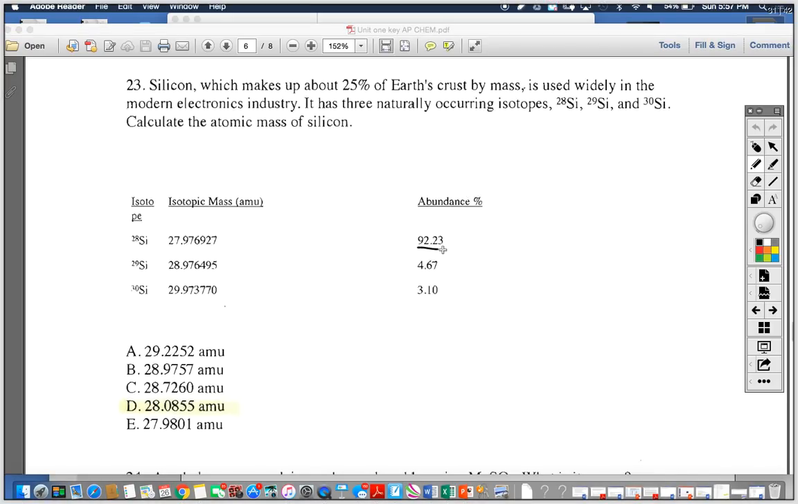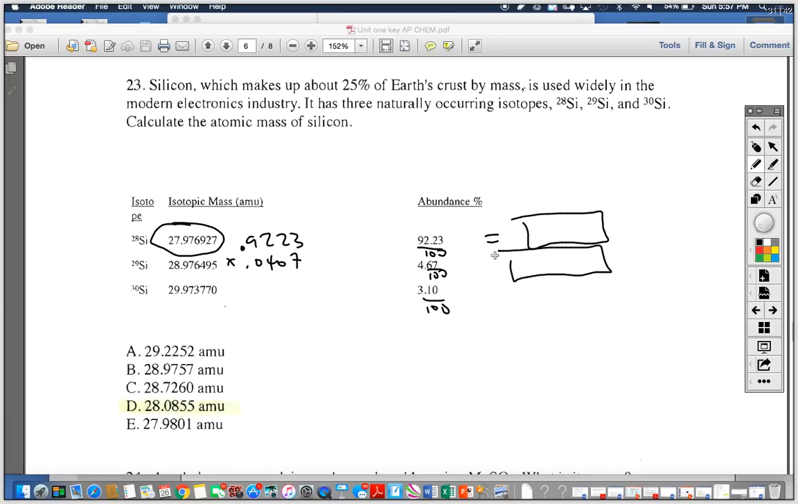So remember, what you're going to do is you divide each of these by 100 to change them to decimals, because that's what we use. So you take the AMU, this value, times 0.9223. You're going to get a value there. I'm going to divide that by 100. I'm going to get 0.0467 times that value. I'm going to get another number there.